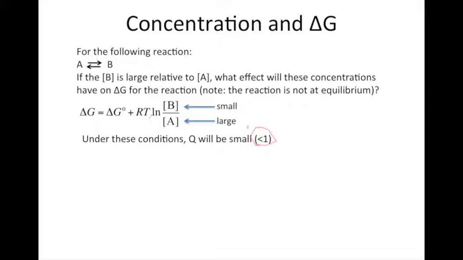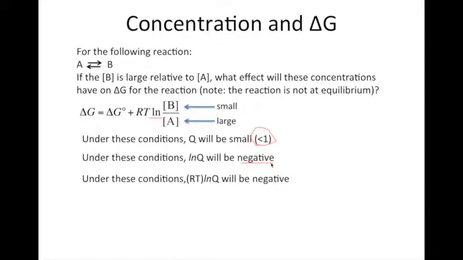Well, what if we take the natural log of a number that's less than 1? Well, that number will be negative. Again, you can check that in your calculator. Punch in some numbers, 0.1, 0.01, 0.001. You'll see all of these, if you take the natural log, will give you a negative value. Well, if we multiply that negative number times RT, we'll end up with a negative number. So essentially, under these conditions, this term over here, RT natural log of Q, will always be negative.